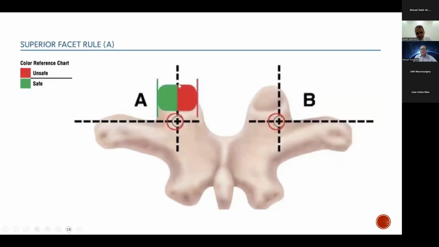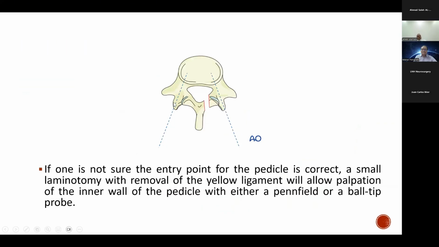When you're operating, if the articular process is seen, it's easy to take out the inferior part of the lamina, expose the articular process and divide it into medial and lateral halves. The lateral half is safe, the medial half is unsafe. Always enter in the lateral half of the articular process.